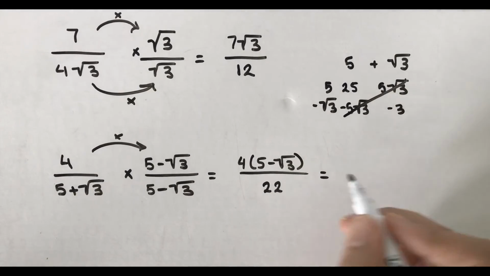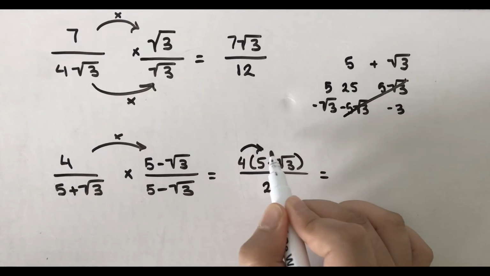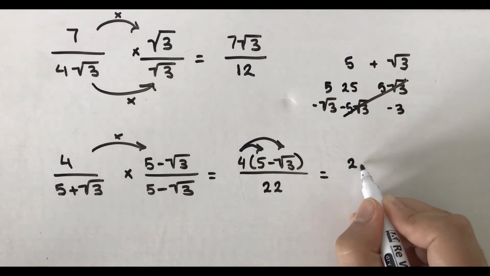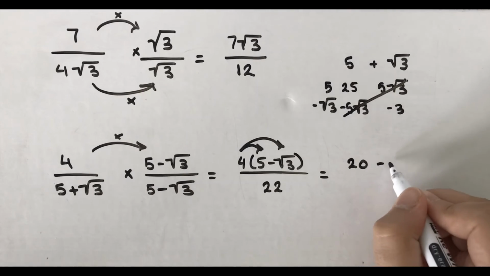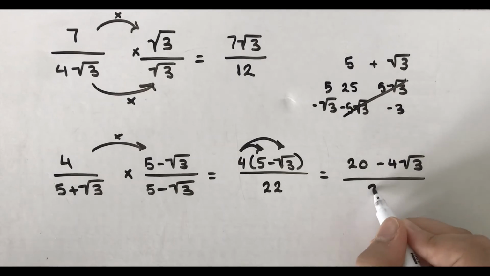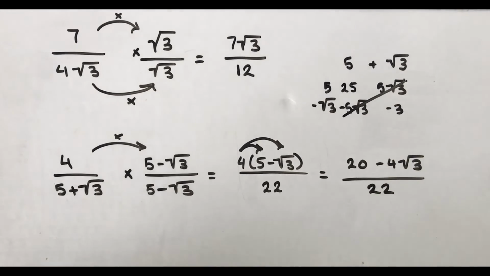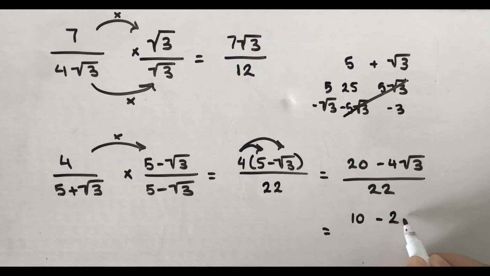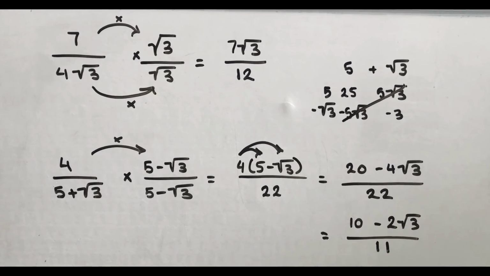We can then expand the bracket on top, so we get 4 times 5 and 4 times minus root 3. So that leaves us with 20 minus 4 root 3. And that's all over 22. Now remember to always simplify a fraction. So here we can simplify this by a factor of 2. That leaves us with 10 minus 2 root 3 all over 11.